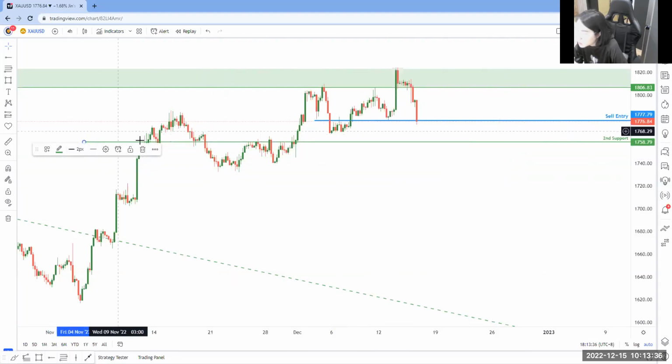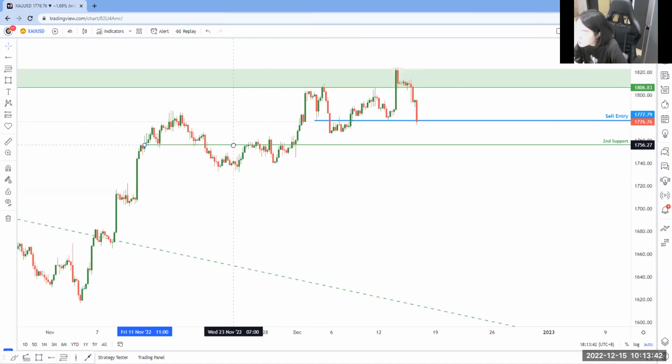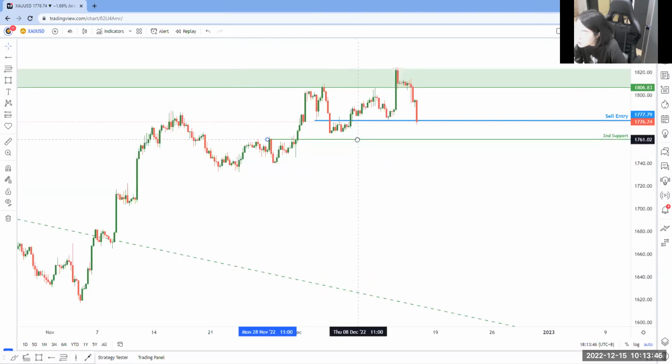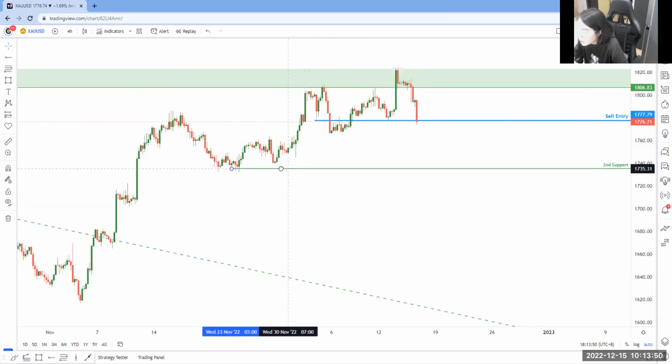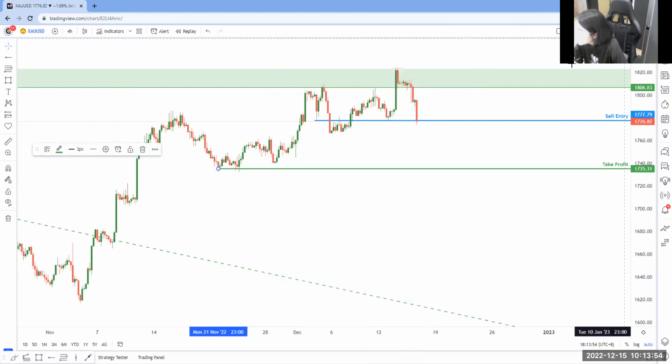Okay, I'm going to put a closer take profit, which is somewhere around here. Okay, I wanted to put somewhere around here, but it doesn't look like a very good level. I think the best level will be here. Take profit, entry, stop loss.